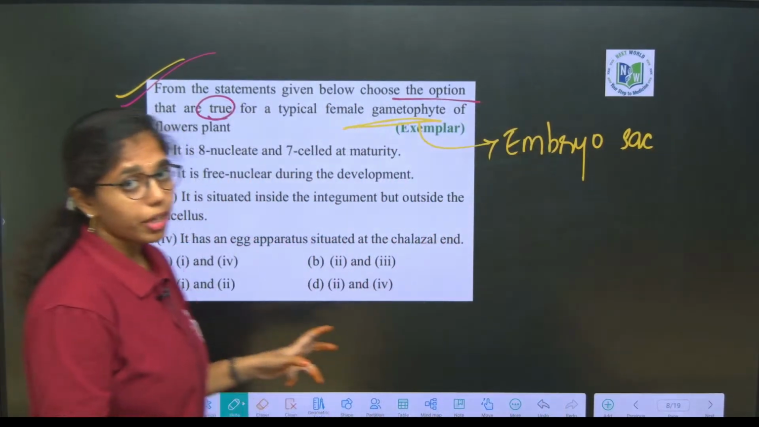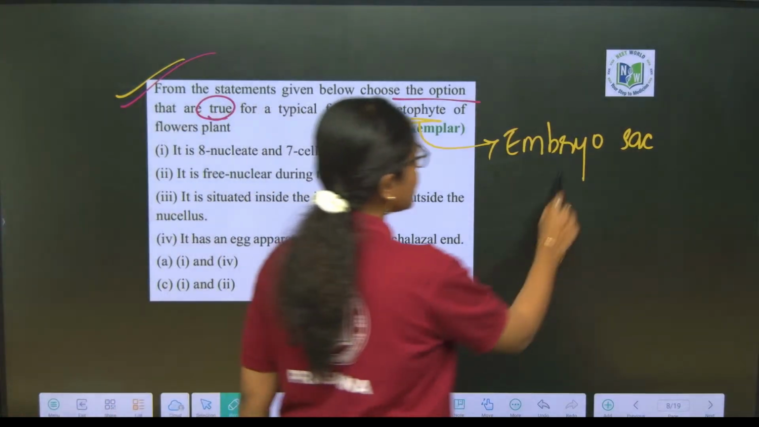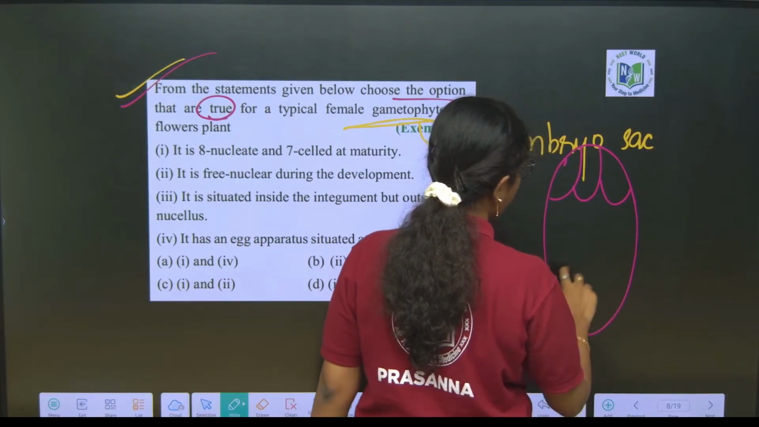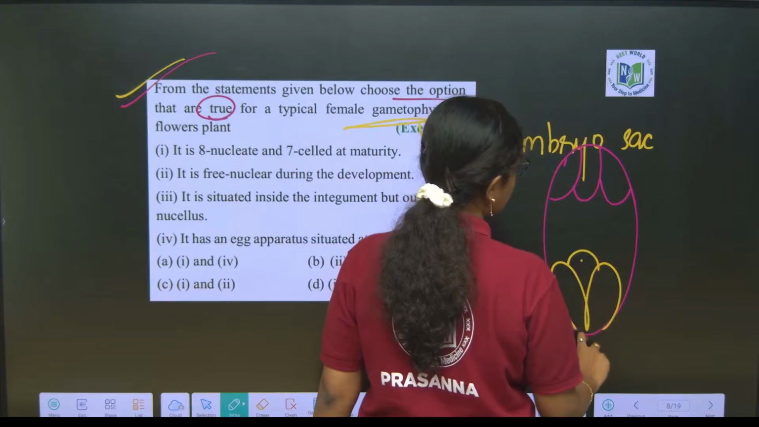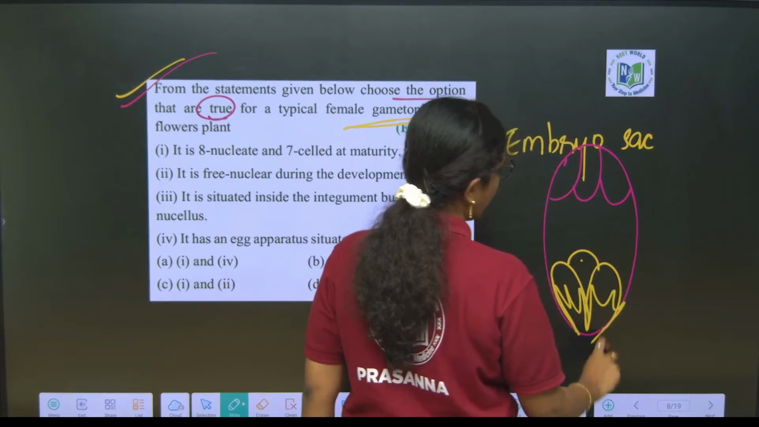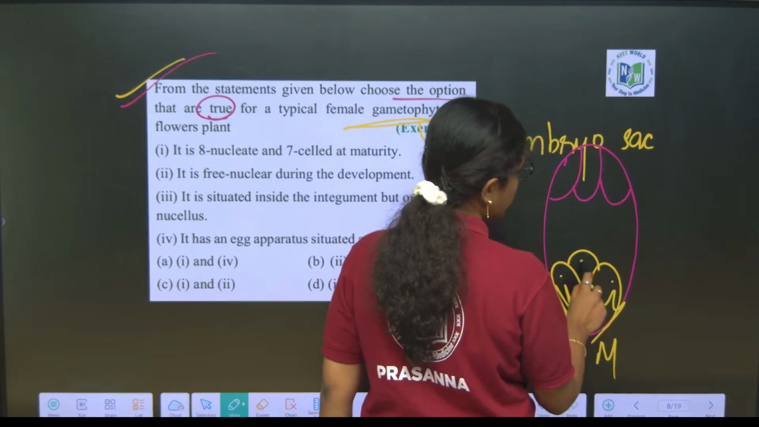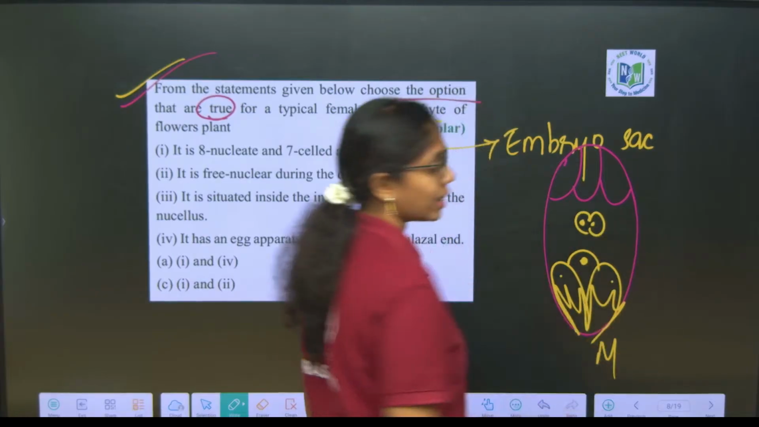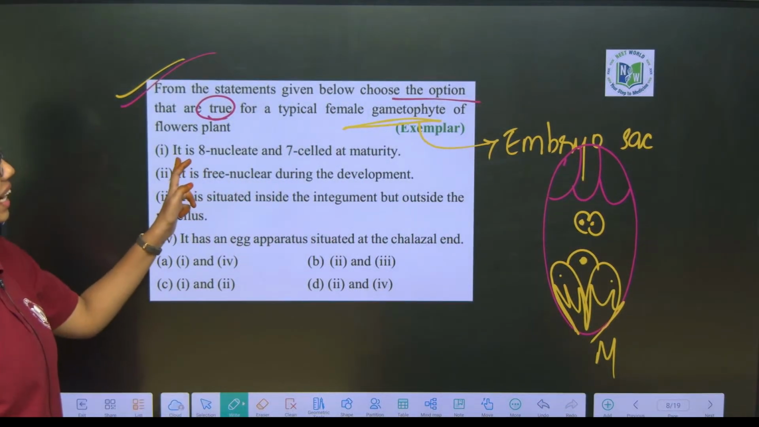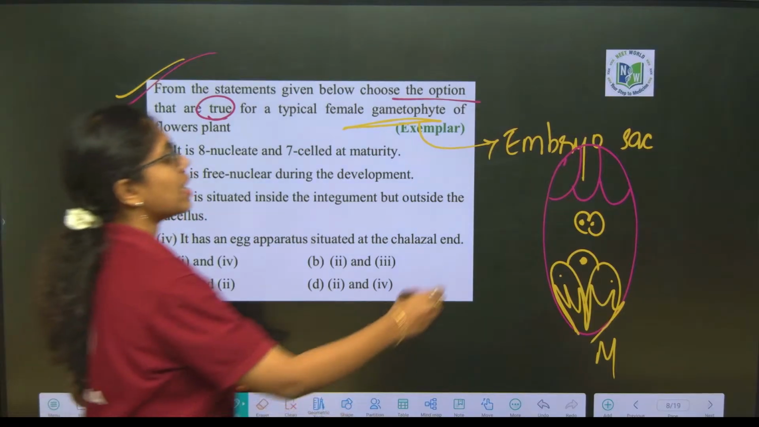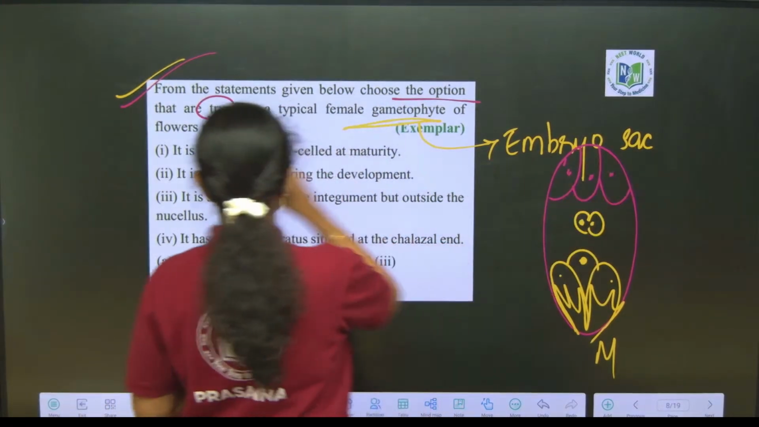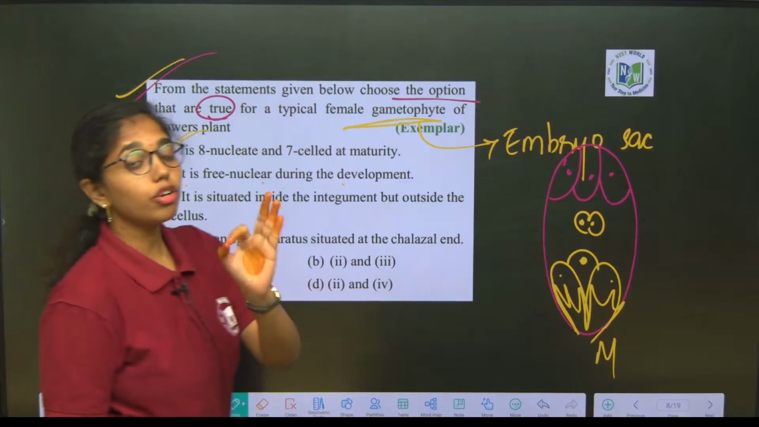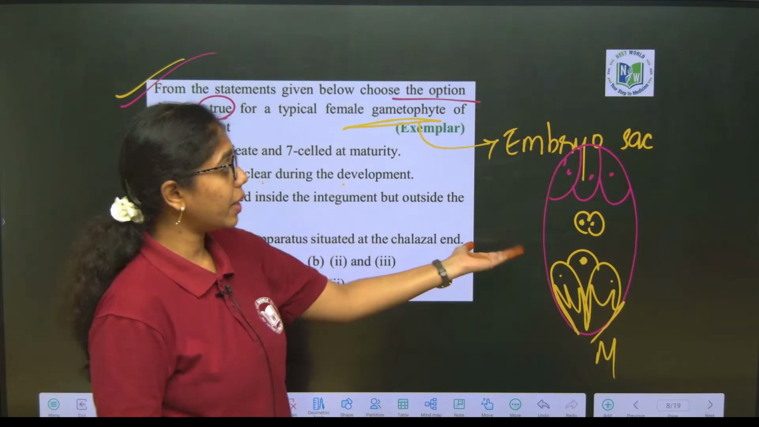This embryo sac is in a 7-celled, 8-nucleated condition, where you have 3 antipodal cells at the chalazal end and 3 cells at the micropylar end: 2 synergids and 1 egg, forming the egg apparatus. At the center you have the polar nuclei or the central cell. So it is a 7-celled and 8-nucleated condition. So 1 is correct. It is free nuclear during development. Yes, free nuclear division takes place during the development of the embryo sac.